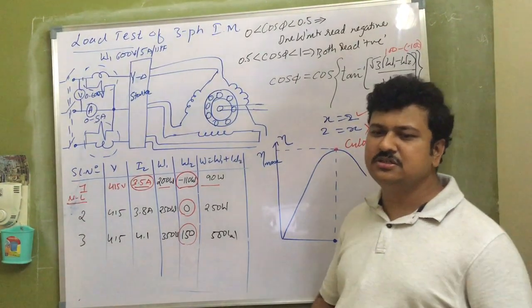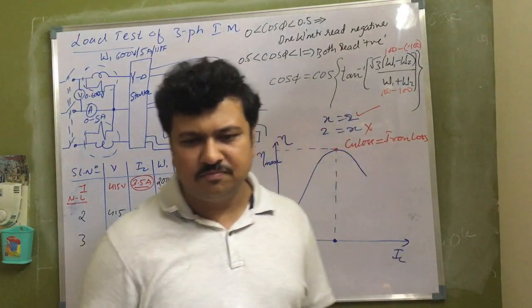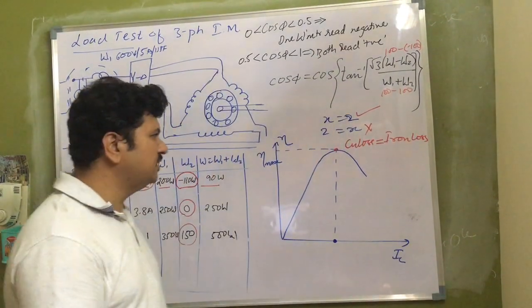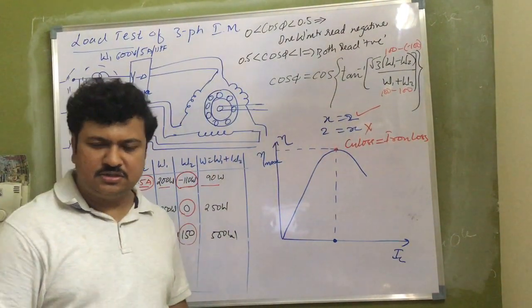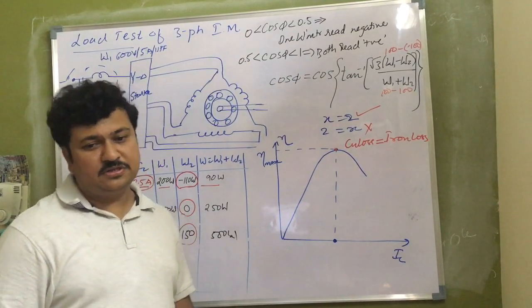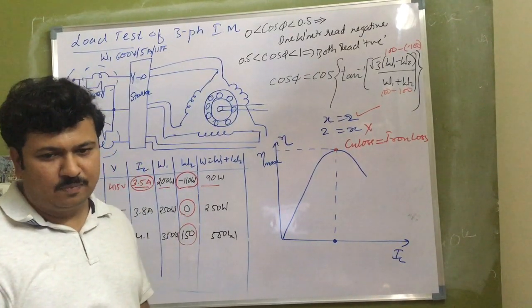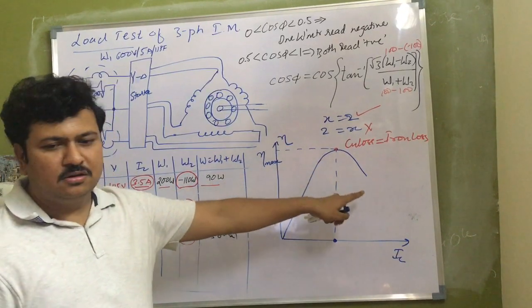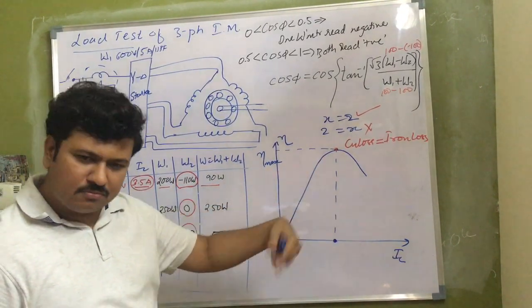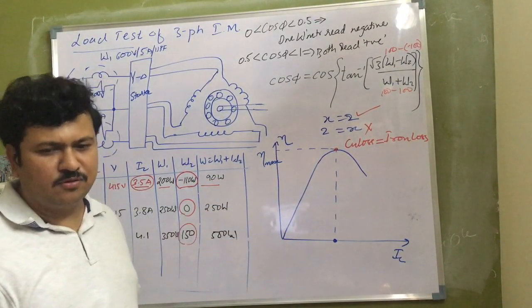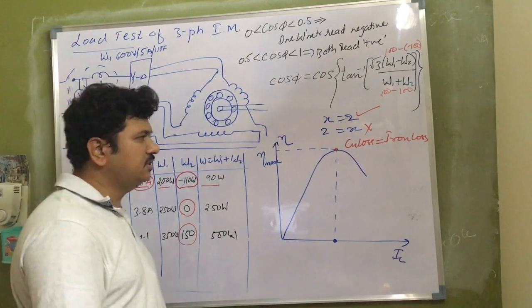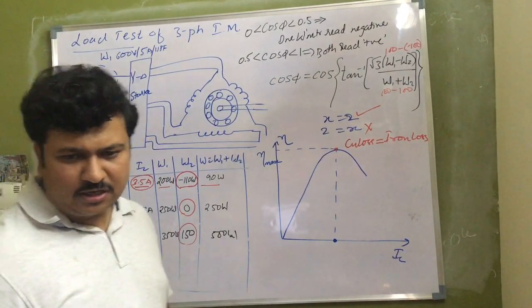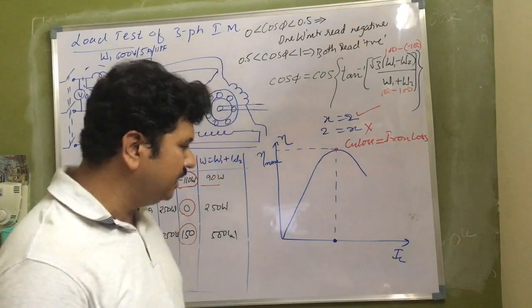The same condition is there for induction motor also. When copper loss of induction motor becomes equal to iron loss of the induction motor, the maximum efficiency of induction motor occurs. And that occurs not at full load, but at a load condition lesser than the full load. Okay, so this is one curve. The second curve we are observing is percentage slip.